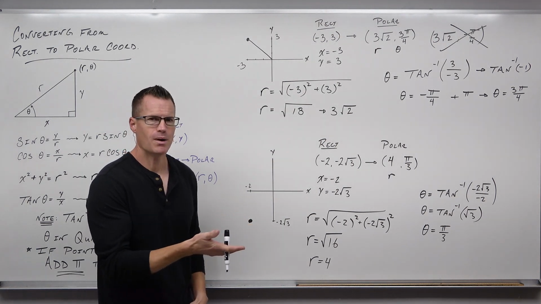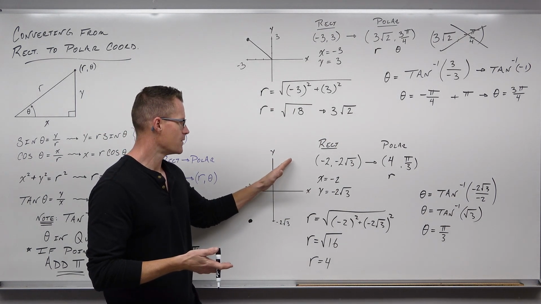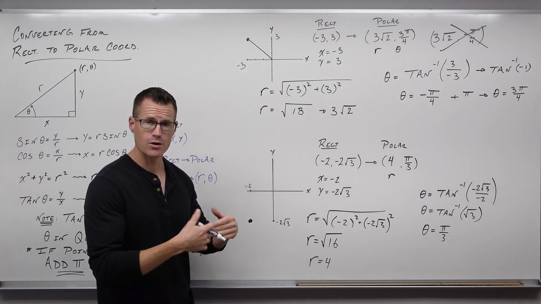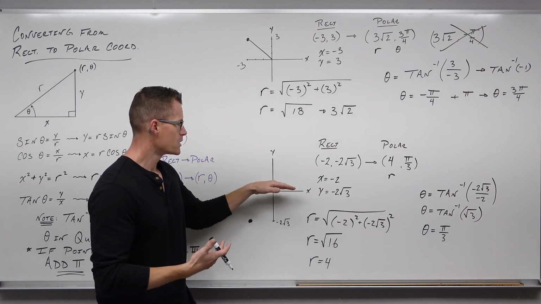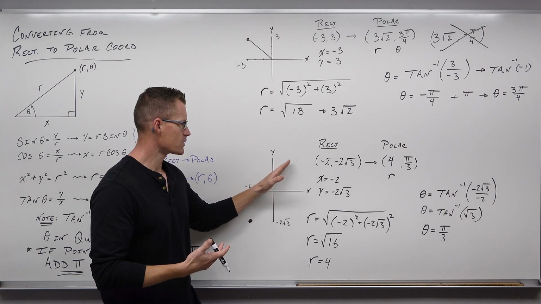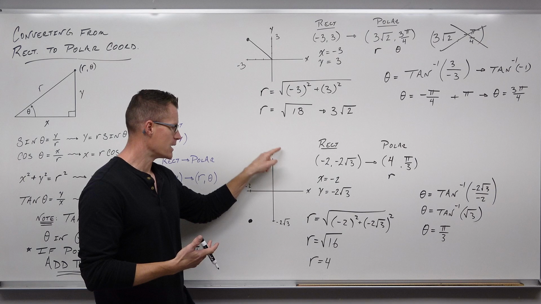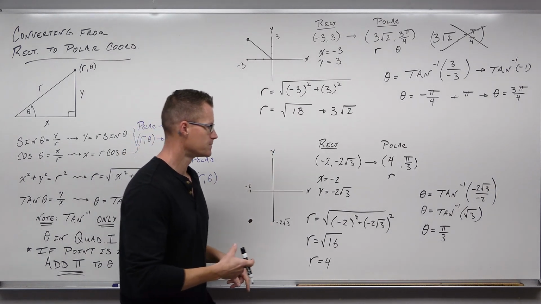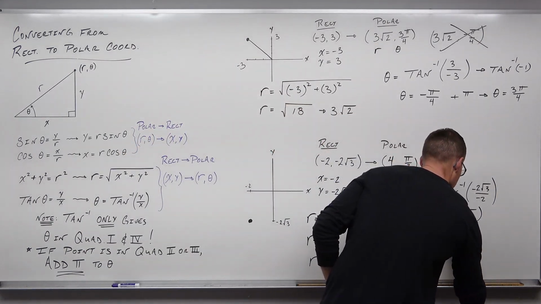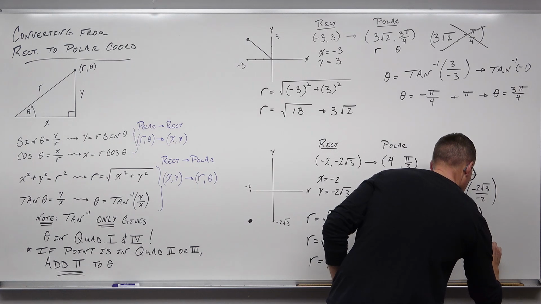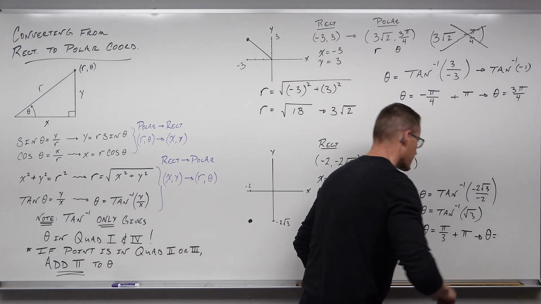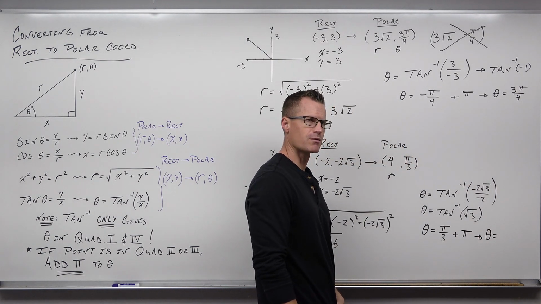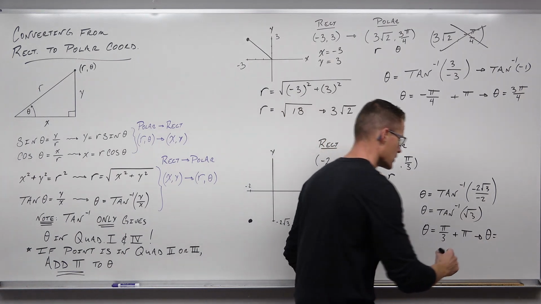So I don't want the pi over 3. What I want is the angle that puts me in the right quadrant with the positive r that I've already chosen. So in order to do that, if my pi over 3 says I'm here, I'm going to add pi to get into the correct quadrant. So pi over 3 plus 3 pi over 3, that's the same thing as pi. That's 4 pi over 3.